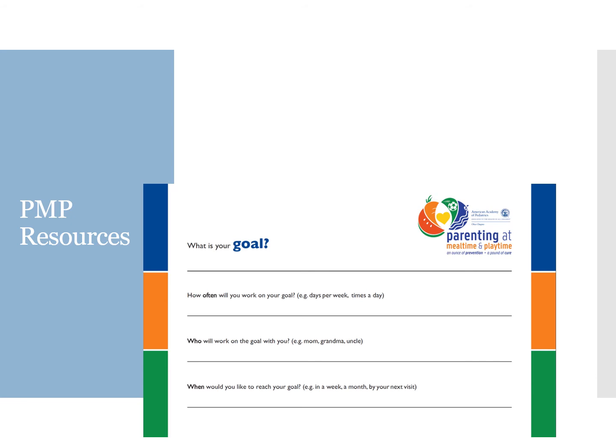What is this goal that you're working on? How often will this actually happen for the patient? Who will be working on the goal with that child? And when would they like to reach this goal by? So it really helps walk through some of those SMART elements, the specific, measurable, action-oriented, relevant, and timely features of a SMART goal in a more succinct and patient-friendly fashion that walks through the elements that they'll be working on, and then what you can note within your chart to review.